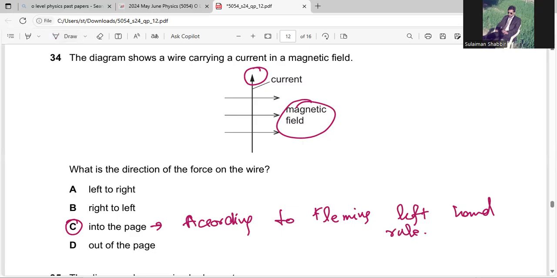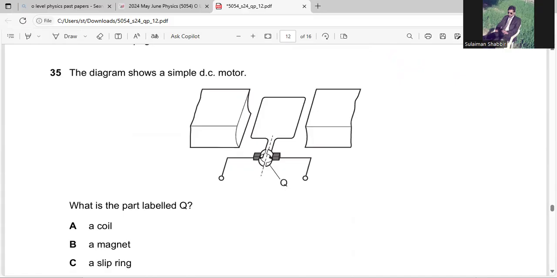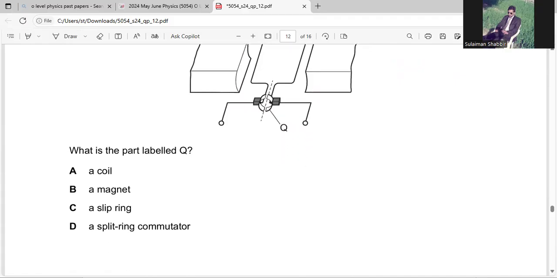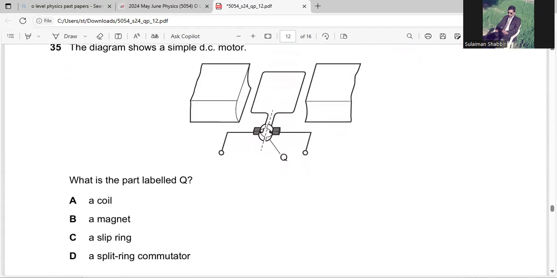Let's go to the next one here. Here he is saying the diagram shows a simple DC motor. What is labeled as Q? Okay, Q. So we say here that it is a split ring commutator whose responsibility is to change or reverse the directions to get the AC function. Not a coil, not a magnet.